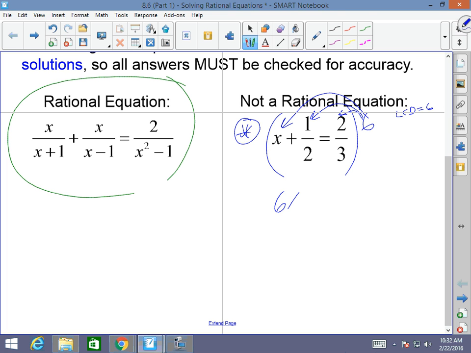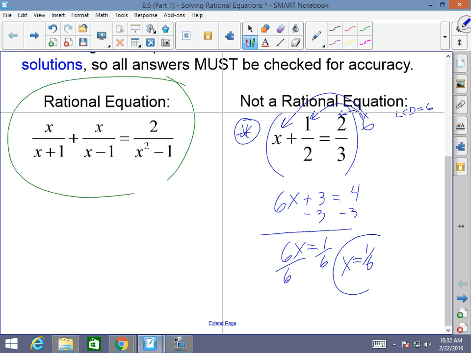So that means you multiply it to here, to this term, and to this term. 6 times x is 6x. 6 times 1/2 is 3. And 6 times 2/3 is 12 over 3, which is 4. Subtract 3 from both sides. 6x equals 1. Divide by 6. x equals 1/6. And that's it. You're done.